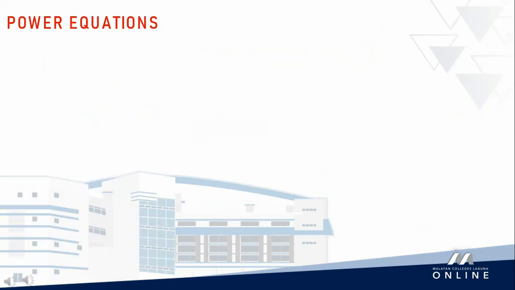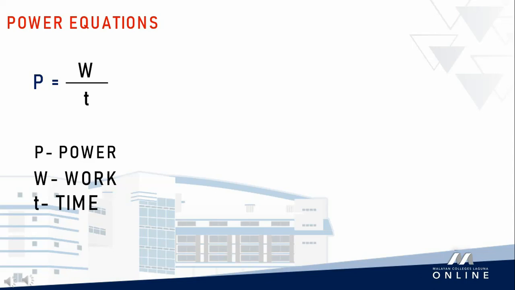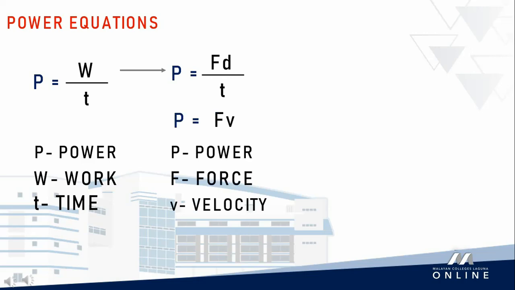Here are some equations we need to remember when dealing with power. P is equal to W over t, where P is power, W is work, and t is time. Can you still remember how we defined work in the previous lectures? Correct. Work is defined as the product of force and displacement, whereas power can be well associated with force and velocity. Mathematically, we can compute power as P is equal to Fv.